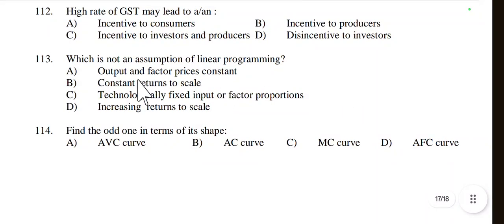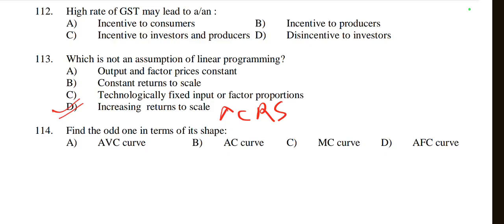Then question number 113, which is not an assumption of linear programming? Output and factor prices constant, yes, this is an assumption. Constant return to scale, this is also an assumption. Technologically fixed input and factor proportion, yes, this is an assumption. Increasing return to scale, no, this is not an assumption of linear programming. So option D is right, because linear programming assumes constant return to scale.